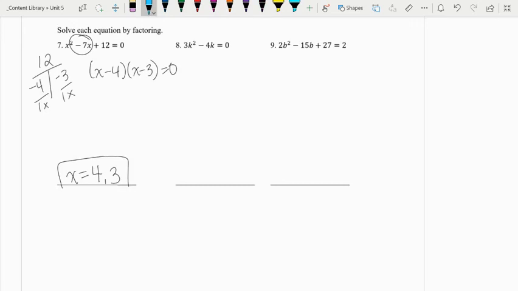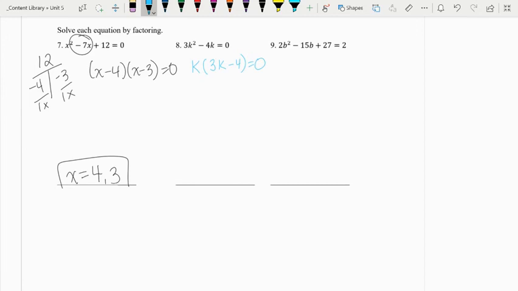On the next one, it's 2 terms, which normally is the difference of squares. But if you notice, we have a 3, we have a 4, we have a normal k. So there's not just a whole bunch of perfect squares here. So instead, let's think about it as a GCF. I can factor out a k, and I'm left with 3k minus 4.